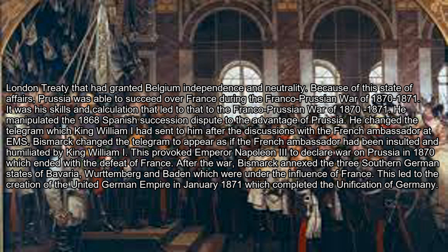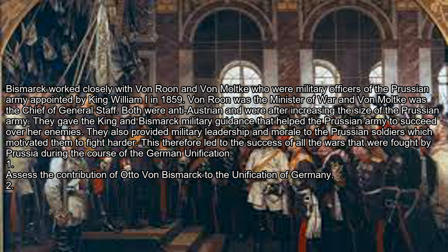Bismarck worked closely with von Roon and von Moltke, who were military officers of the Prussian army appointed by King William I in 1859. Von Roon was the Minister of War and von Moltke was the Chief of General Staff. Both were anti-Austrian and were after increasing the size of the Prussian army. They gave the King and Bismarck military guidance that helped the Prussian army to succeed over her enemies. They also provided military leadership and morale to the Prussian soldiers, which motivated them to fight harder. This therefore led to the success of all the wars that were fought by Prussia during the course of the German unification.